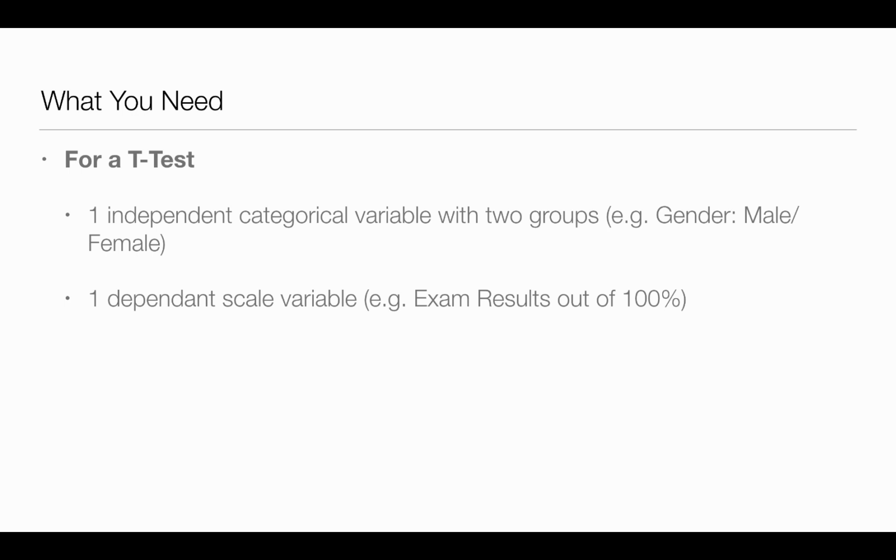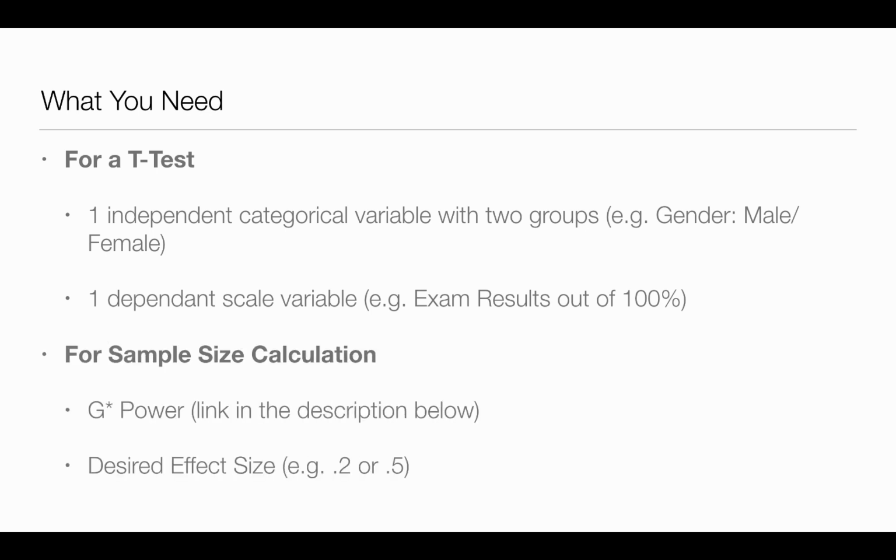You need an independent categorical variable with two groups. That could be gender, so male or female, or could be condition, so study year 2017, study year 2018. You also need your dependent variable. Scale is better. You can use Likert, but if you want to be really robust, scale is better. So exam results out of 100% is a classic one to use.